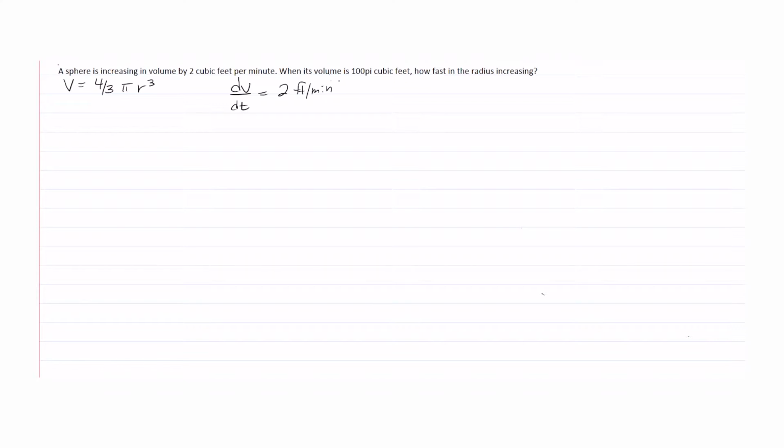So let's use the other information we have to find the radius at this time. If the volume is 100 pi, and we know the volume of a sphere is given by 4/3 pi r cubed, let's go ahead and isolate our radius, our r. So we're going to divide across by 4/3 pi, which gives us 75 is equal to r cubed. And so we're going to take the cube root of both sides to isolate our r. So that gives us the cube root of 75 is equal to r.